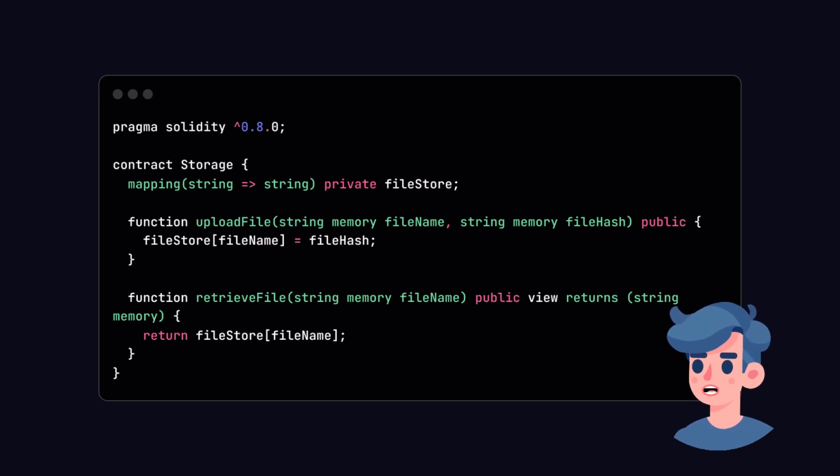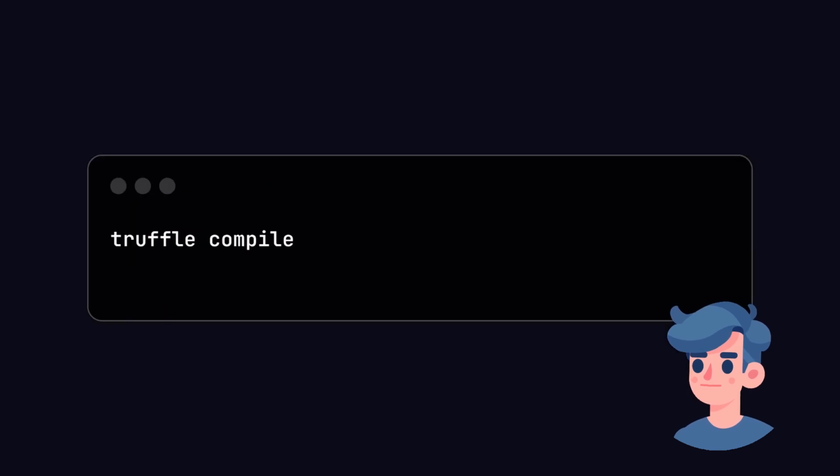Create a new file named storage.sol in a directory called contracts. This smart contract will allow us to upload files and retrieve their hashes. This contract contains two functions: upload file for storing a file's hash and retrieve file for fetching that hash using the file name. Next, we'll need to compile this smart contract using Truffle or Solidity compiler.